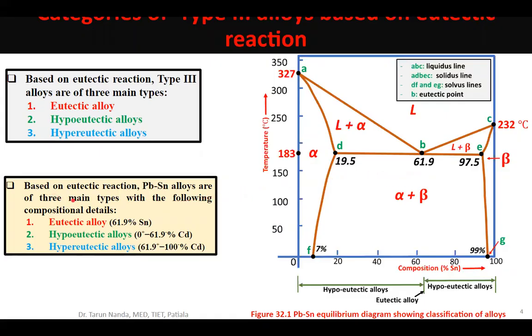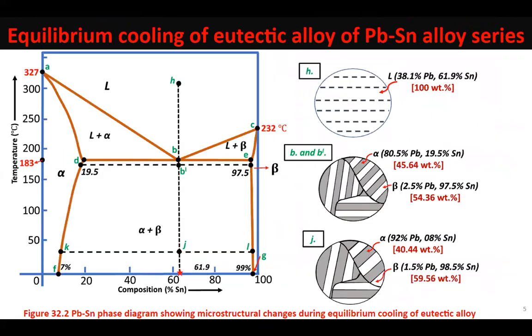So the same thing has been written over here. Eutectic alloy is an alloy of exactly 61.9% tin, remaining lead. Hypoeutectic alloys are lead tin alloys with up to 61.9 percent of tin in them, and hypereutectic alloys are lead tin alloys with in excess of 61.9% of tin in them. So in this session we'll discuss the equilibrium cooling of the most metallurgically simple lead tin alloy, and that happens to be the eutectic alloy of this lead tin alloy series.